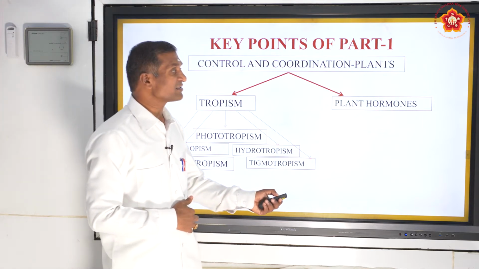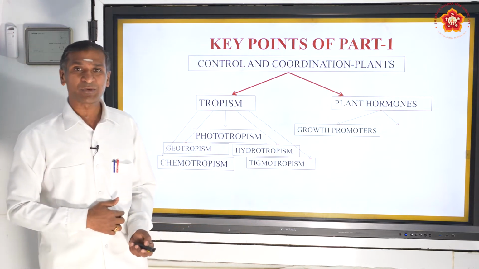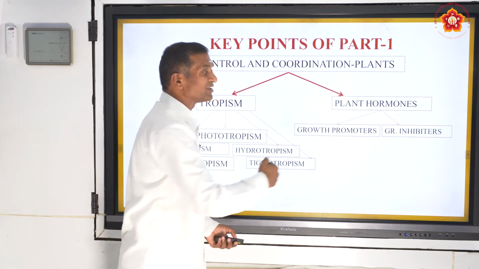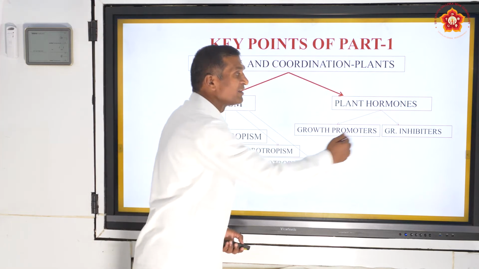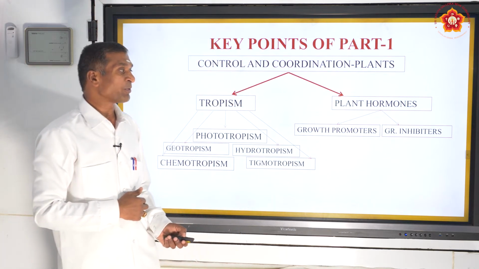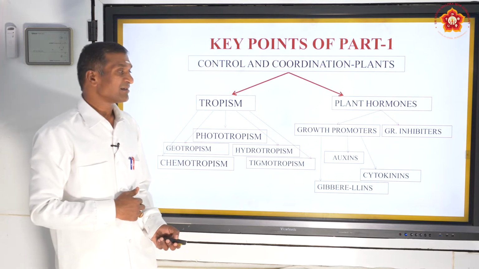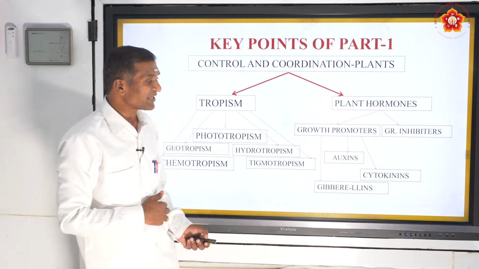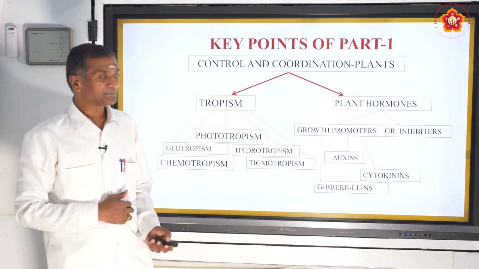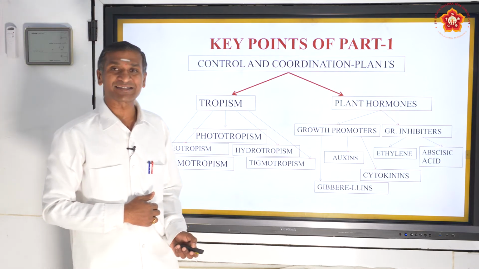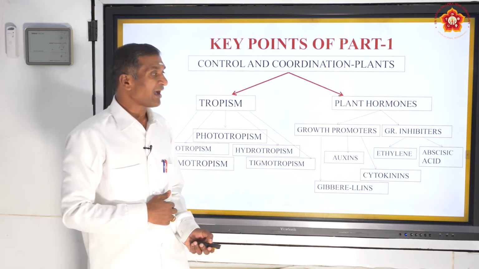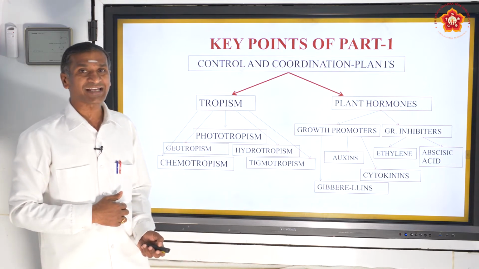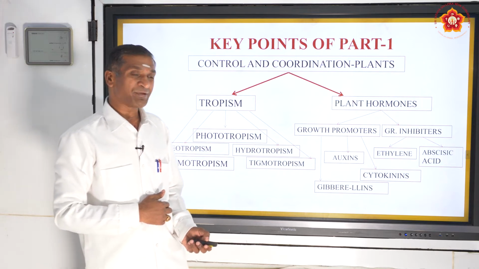Then we also discussed plant hormones, where we classified them into growth promoters and growth inhibitors. The growth promoters increase the growth of the plant body, mainly the auxins, the cytokinins and the gibberellins. The growth inhibitors are ethylene and abscisic acid. Shortly, we call abscisic acid ABA.